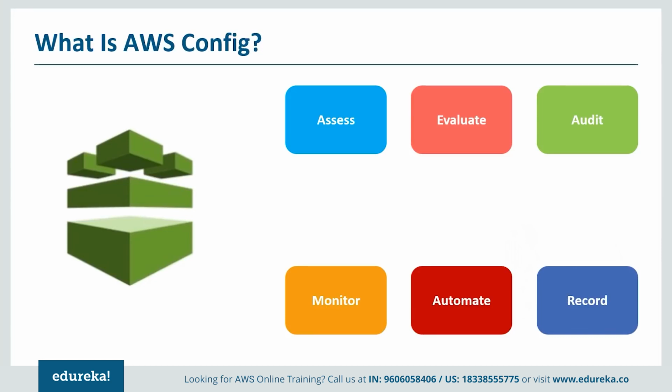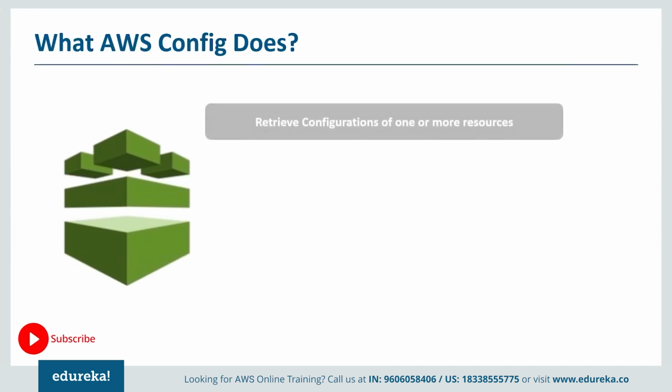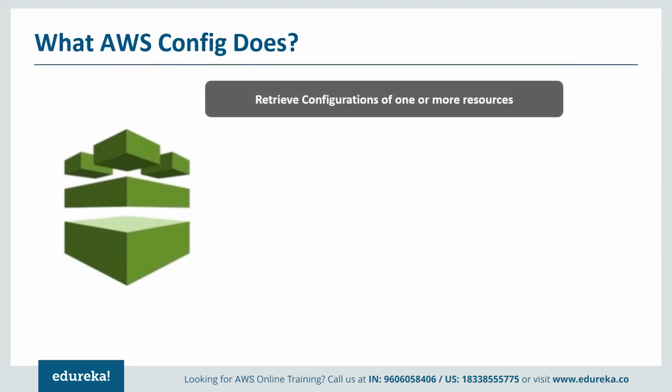So this is what AWS Config is. Let's move further and try to understand what else it can do. AWS Config lets you retrieve configuration information about your resources. As I've already mentioned, you'd have more than one resource in use, whether your virtual machines or your Elastic Block Store volumes. These are your entities, your resources, and you'd want to retrieve configurations or information about them. AWS Config lets you do that.